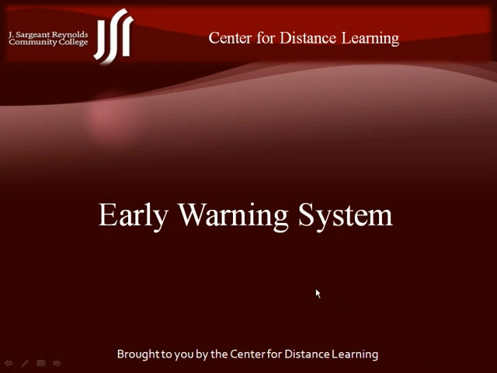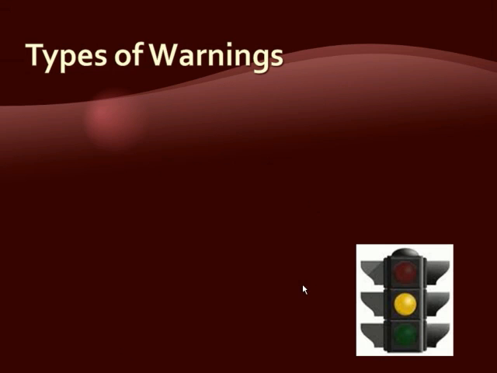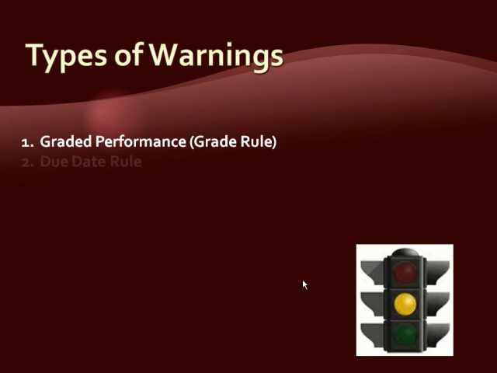The early warning system is a tool used to communicate warnings to students, as well as instructors, that an academic problem is beginning to appear or has become more serious. Warnings can be generated based on graded performance, late or missing coursework, or last access date to the course.